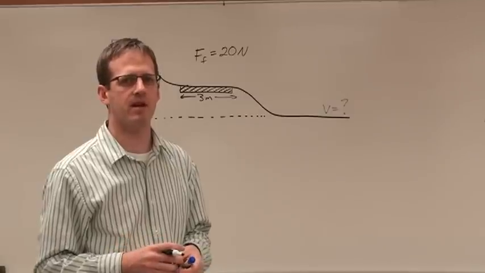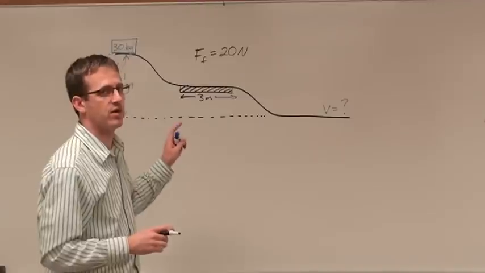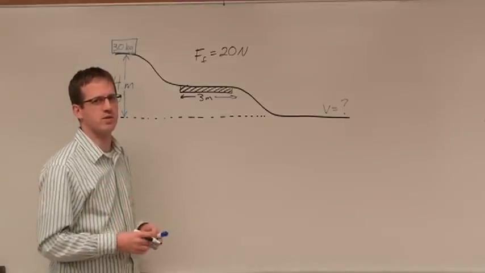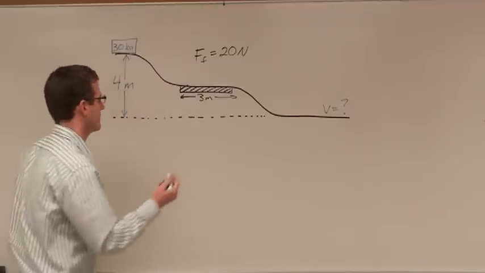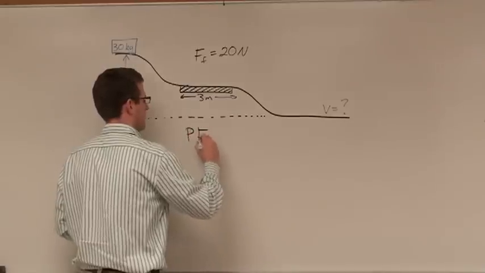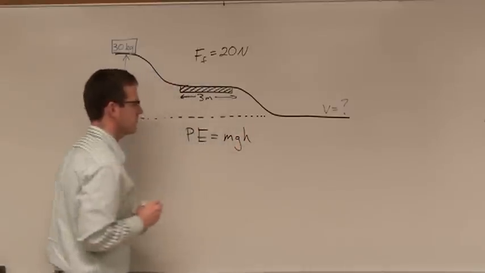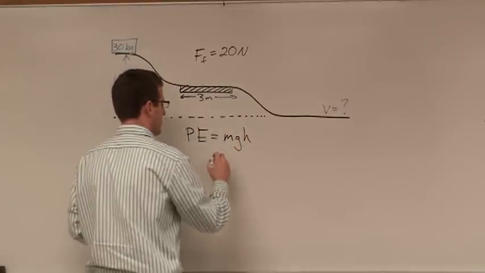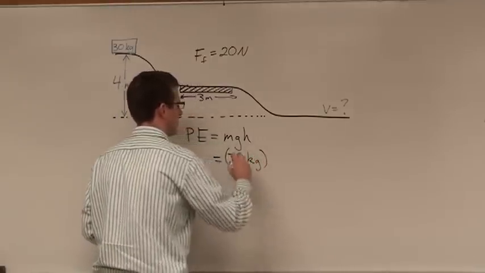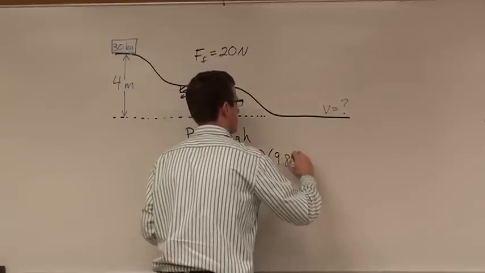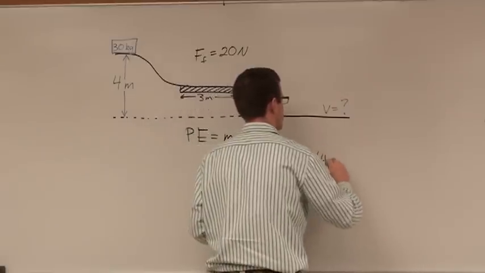What actually ends up happening here is an important thing to figure out. And one of the things that happens is it does really slow this down. How do you figure that out? Well, this is what you would do. The first thing I would do is I would find the potential energy of this box at the top. Potential energy equals mgh. So when you plug your numbers in here, you have a mass of 30 kilograms times g times the height, which in this case is 4 meters.